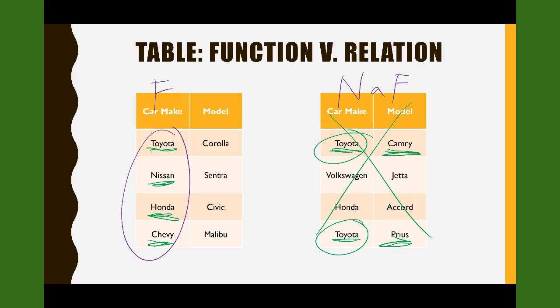Okay, so that's how we see if a relation is a function or not a function if you have a table. Pay attention to the inputs. The outputs could repeat. The output repeating is just like a vending machine that only has water bottles. No matter what you pick or no matter what you put in, you're gonna get a water bottle. The output is always gonna be a water bottle.